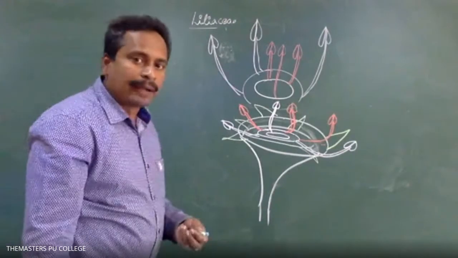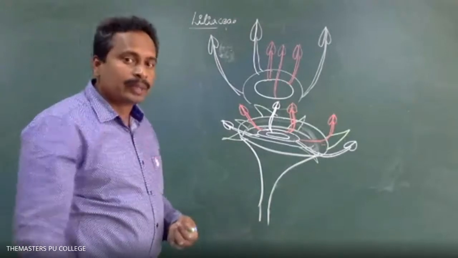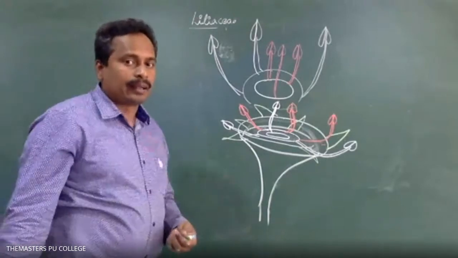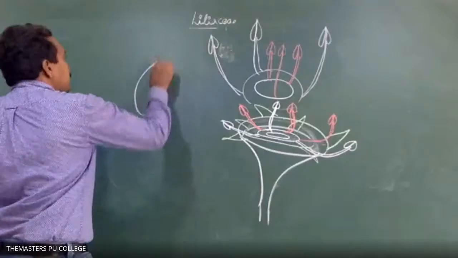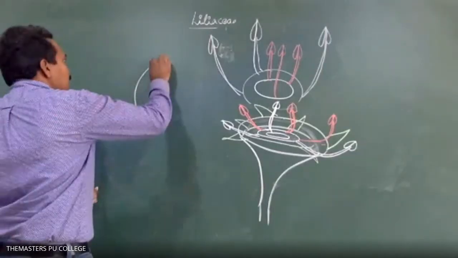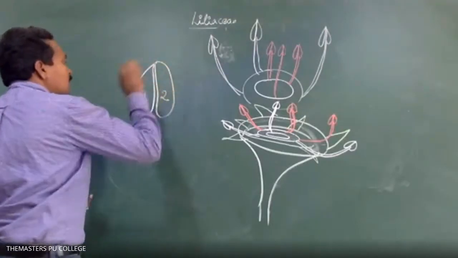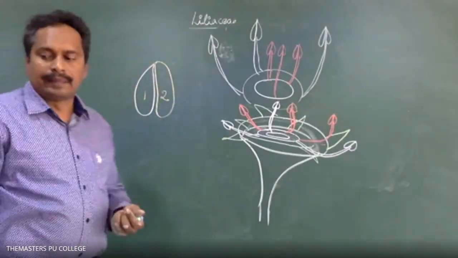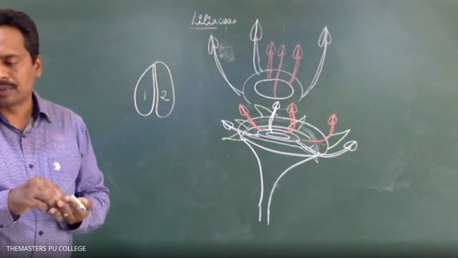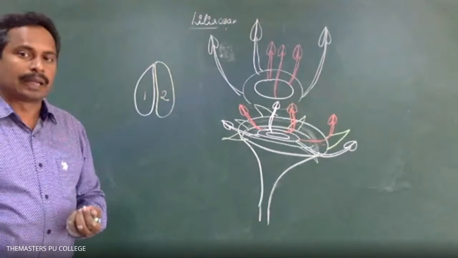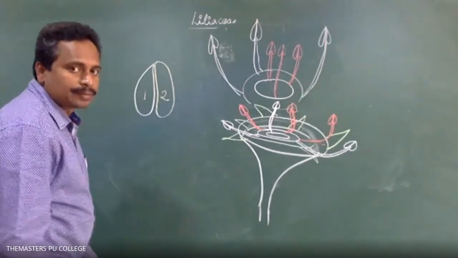Dithecous. The anthers are dithecous. We already know that very well. The anther is made of how many lobes? Two lobes. Right. Dithecous. The anther is made of two lobes.